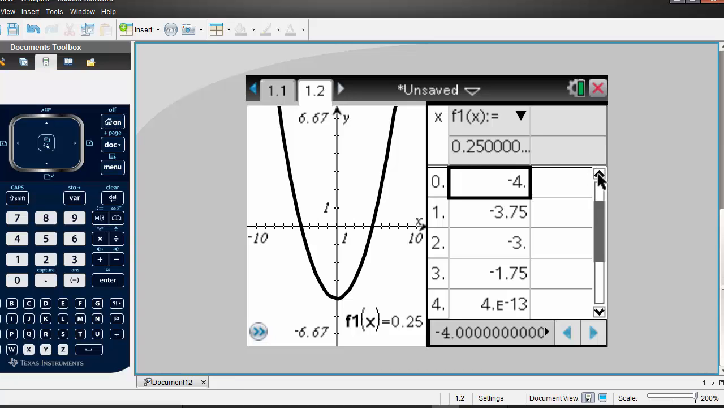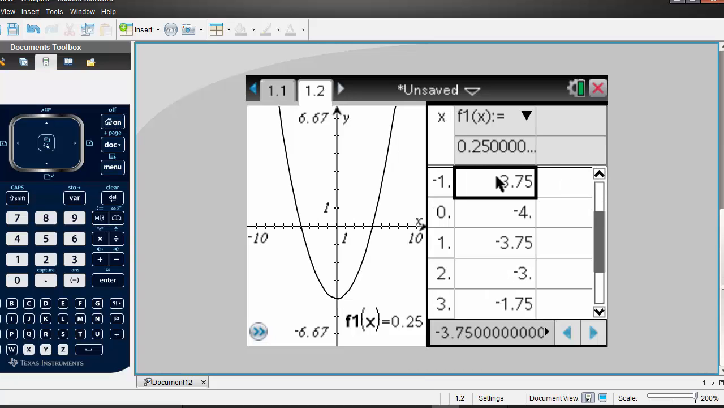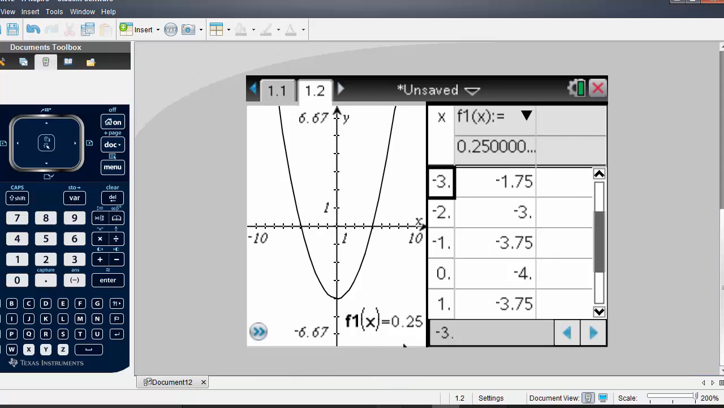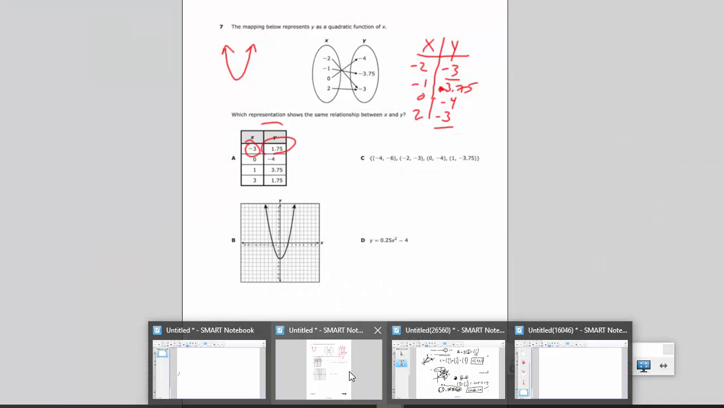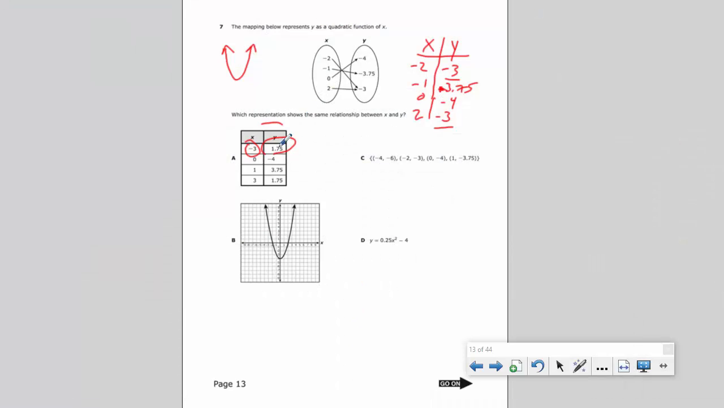So from here I'm going to go up to -3. And -3 goes with -1.75. So that's a -1.75. But this one here is actually a positive 1.75. So the signs are wrong. So this is actually not correct. This answer is bad.